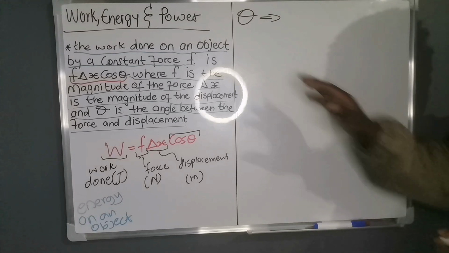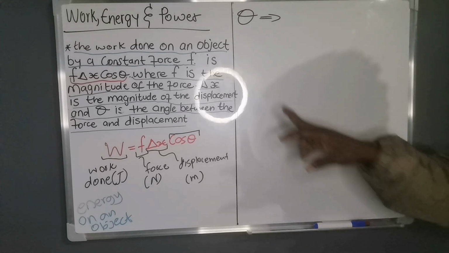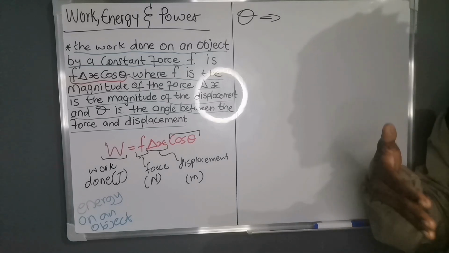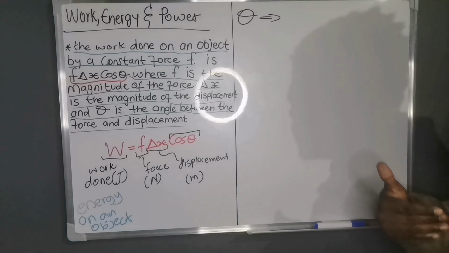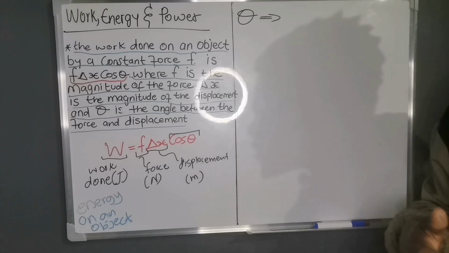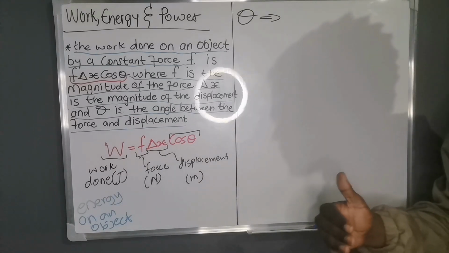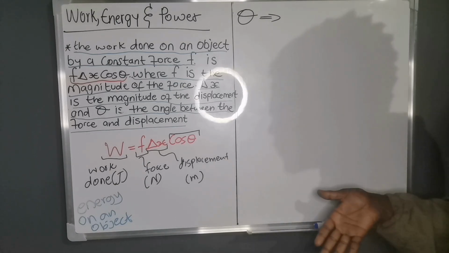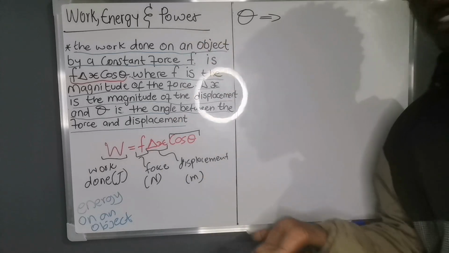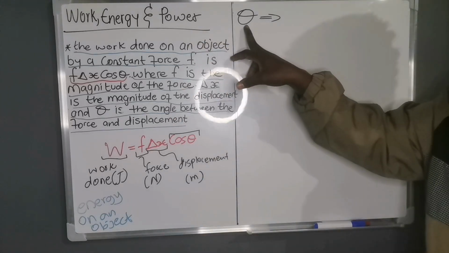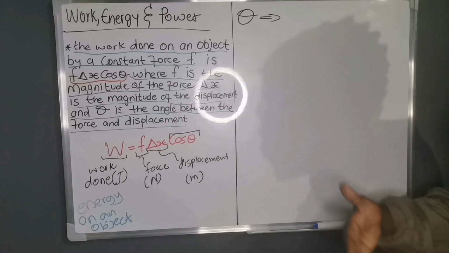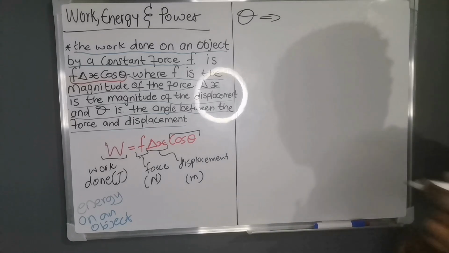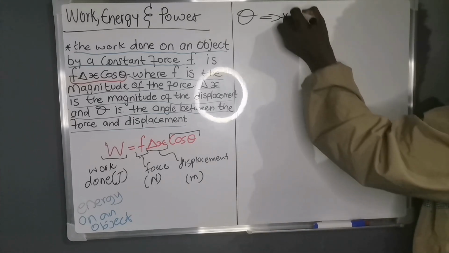So angle theta gives us whether our energy is positive or negative. When we say our energy is positive, it means our energy is increased. When our energy is negative, our energy is decreased, or the work. Positive work, our energy increases. Negative work, our energy decreases. So the angle theta plays the role of telling us if our work is positive or negative, increasing or decreasing. So it consists of two components.